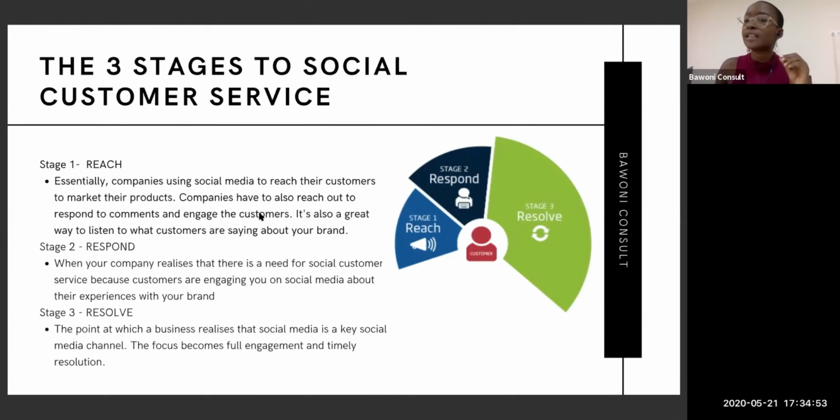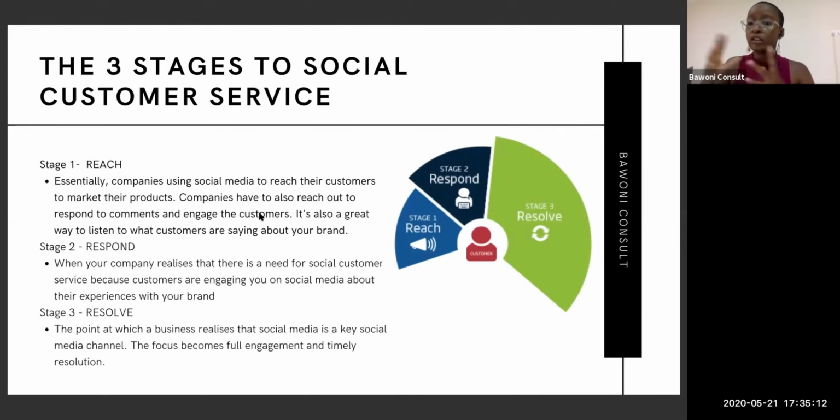Then finally, at stage 3, and I'm hoping that you are either in stage 2 or getting to stage 3, it's the point at which a business realizes that social media is a key social customer service channel. Sorry, that was a typo. The focus becomes on full engagement and timely resolution.